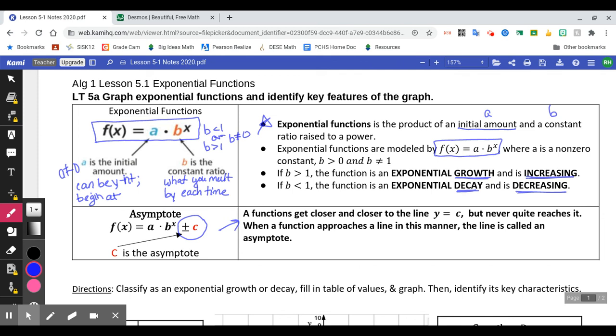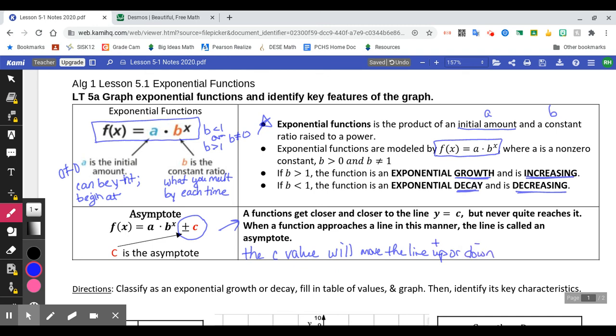So depending on whether this is positive or negative, the line will move up and down based on that C value. So we're just going to put it here. The C value, or the asymptote, will move the line up or down, depending on positive or negative. So obviously up would be a positive and down would be a negative, okay?